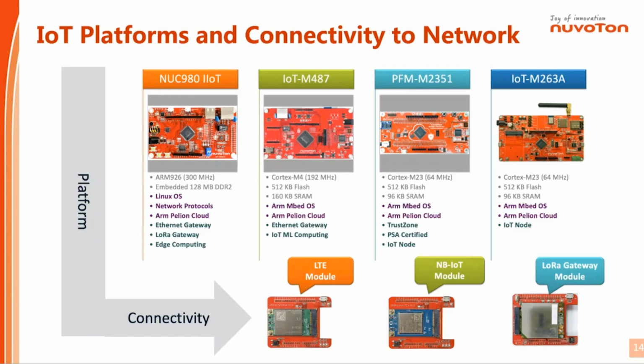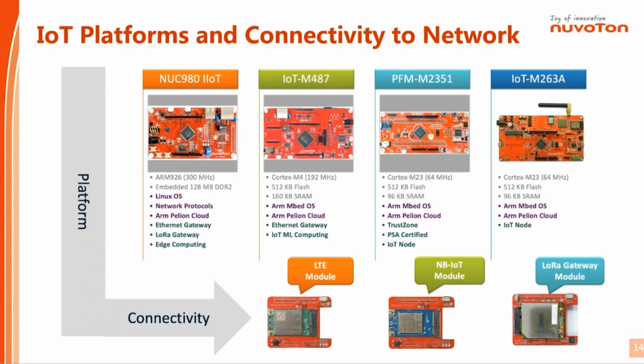The slide shows four of our recommended development and expansion boards. Starting from the left, the NUC980 IoT Development Board is powered by the Nuvoton NUC980 microprocessor, which has an Arm9 core with 300 MHz speed and up to 128 megabytes DDR memory. It has an Ethernet port and supports embedded Linux OS, which provides all the network protocols you need.